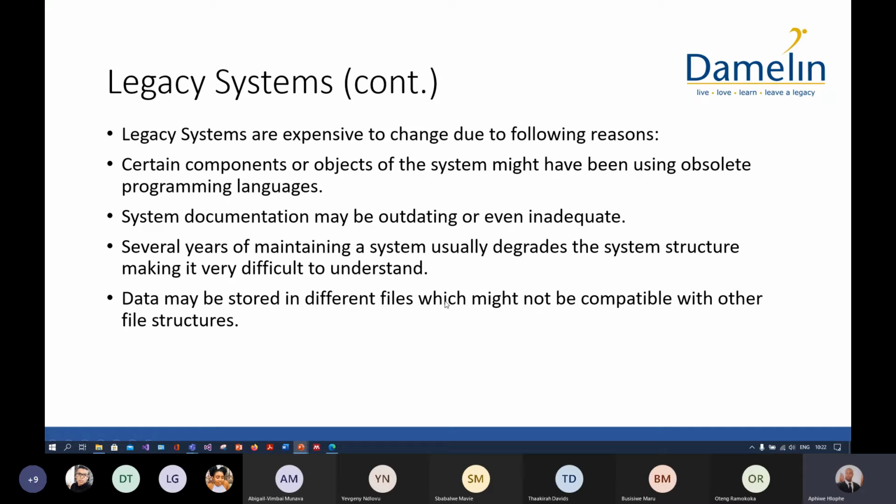Data may be stored in different files, which may not be compatible with other file structures. So maybe this legacy system was storing data in a text file or using an Access database, which was a thing back then. But in modern day systems, we use more powerful database management systems. So the data stored in those particular systems may be old school, but we still value that data. So it's very expensive because we need to do some sort of conversion, okay, when moving to the new system.